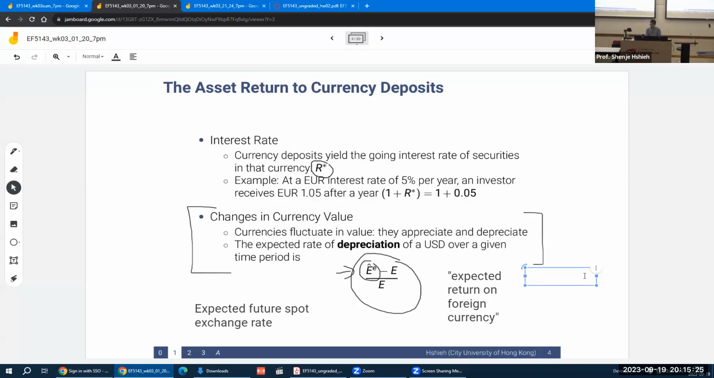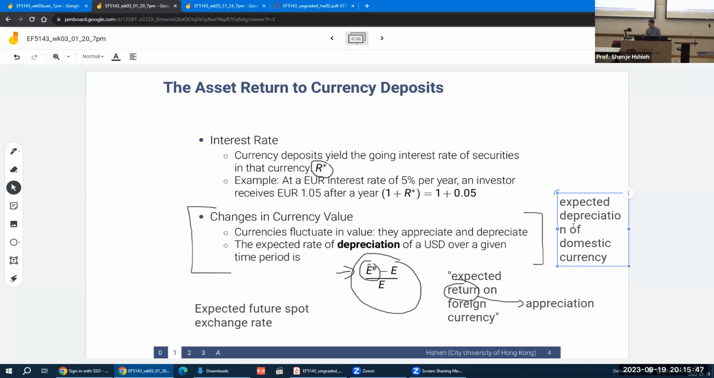Expected. So sometimes this return is substituted with appreciation, right? And you can think of it also as expected depreciation of domestic currency. Concur?